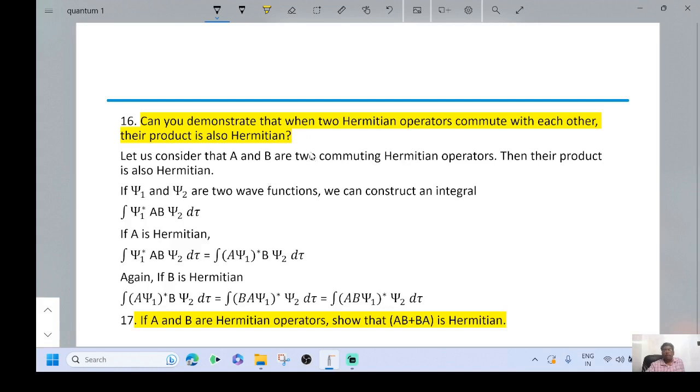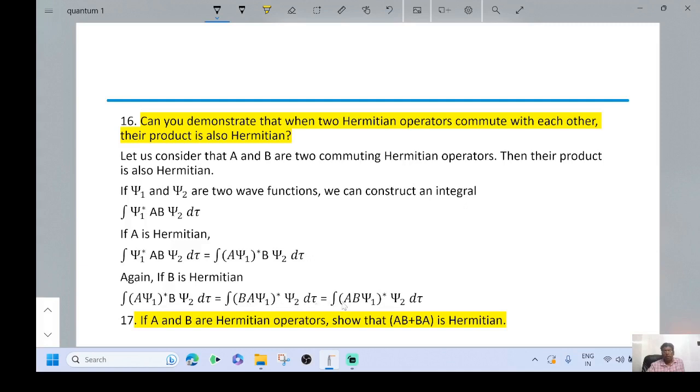Can you demonstrate that when two Hermitian operators commute with each other, their product is also Hermitian? Let us consider that A and B are two commuting Hermitian operators. Then their product is also Hermitian. If ψ1 and ψ2 are two wave functions, we can construct the integral ∫ψ1* AB ψ2 dτ. If A is Hermitian, this is equal to ∫(Aψ1)* Bψ2 dτ. Again, if B is Hermitian, this is equal to ∫(BAψ1)* ψ2 dτ.